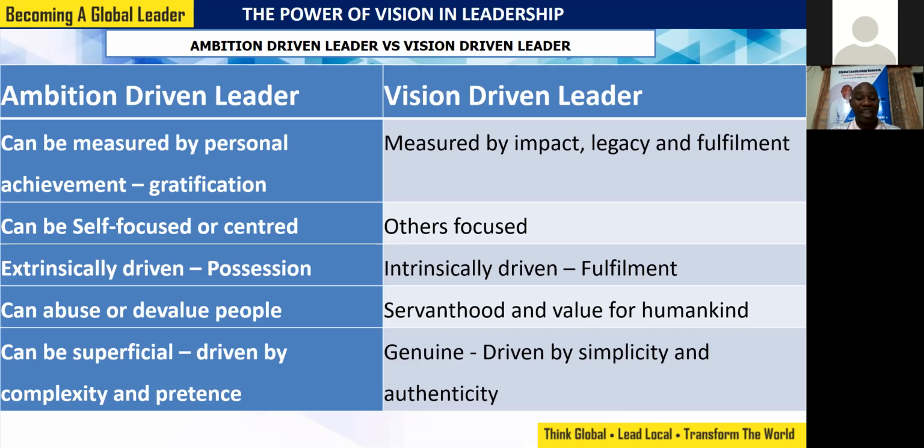Vision-driven leader, genuine, driven by simplicity and authenticity. A vision simplifies life. A vision brings authenticity. A vision brings focus. And this is key, because there is an issue of being genuine, being simple, and being focused. We look at examples in the Bible, like Paul was talking, this one thing I do.